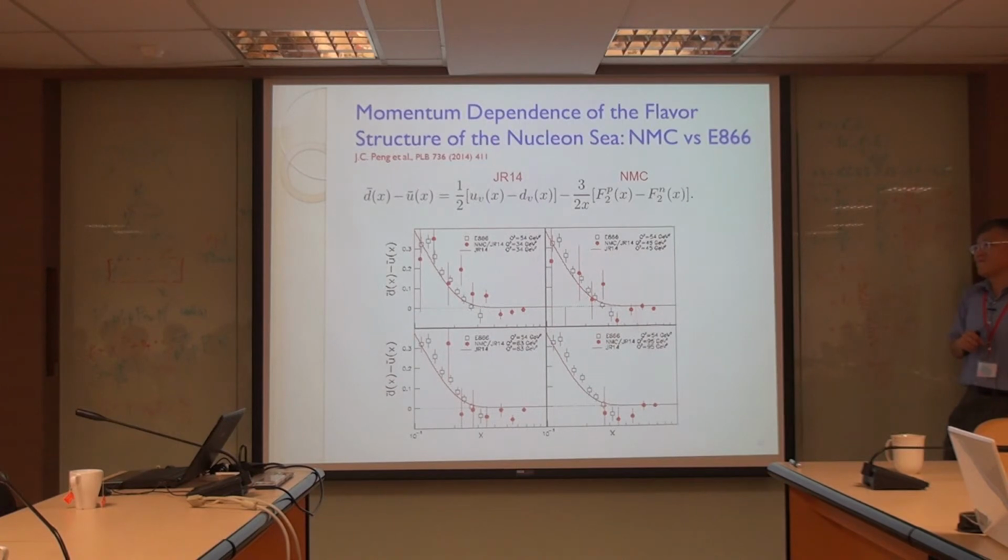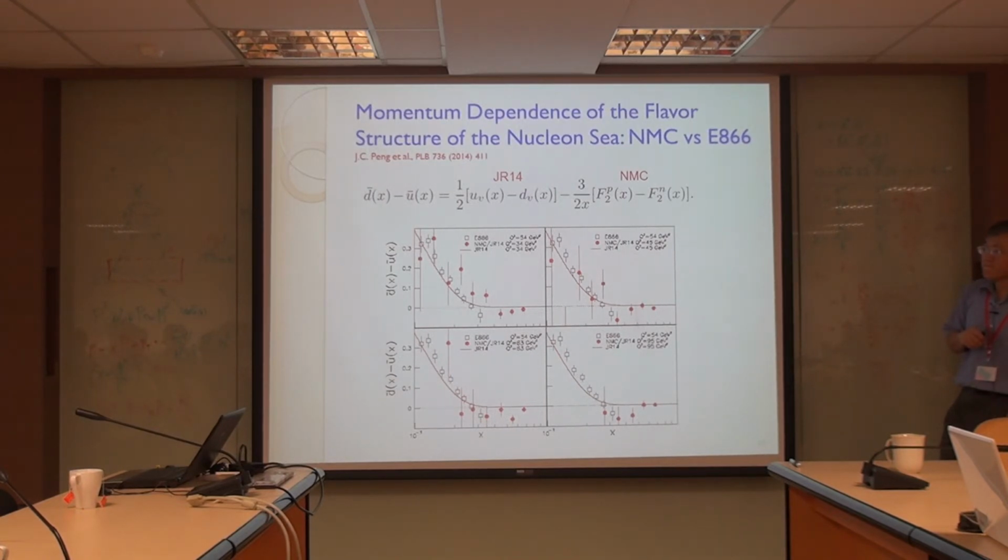Right, exactly. So we actually make several choices of different PDFs. They give pretty much consistent results. That means the agreement of this u d valence difference is quite consistent within the modern PDFs.